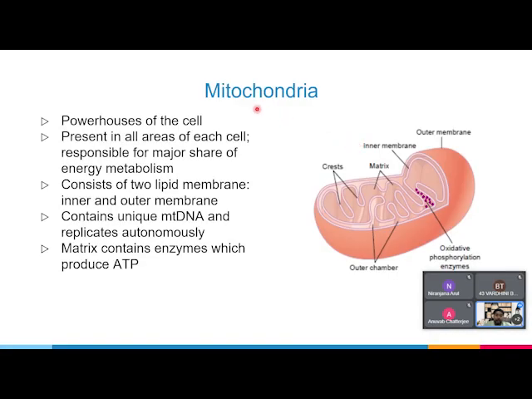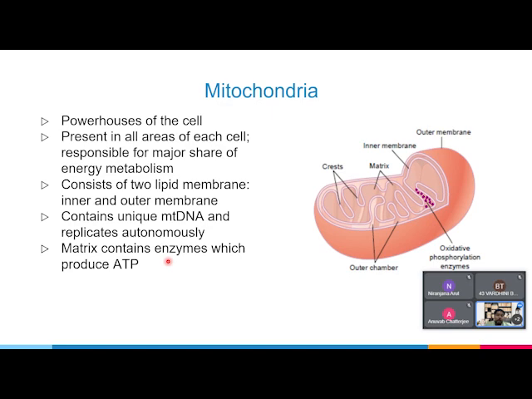And obviously we know about the mitochondria. Mitochondria is the powerhouse of the cell, present in all areas of each cell, responsible for the major share of energy metabolism. But it is a eukaryotic organelle, not a prokaryotic one. It is one of the few organelles having a double lipid layer membrane, so it has two layers, one inner and one outer. It also has its own mitochondrial DNA and replicates autonomously without any help from the nucleus. And the matrix, or the internal part of the mitochondria, contains the enzymes that produce ATP.